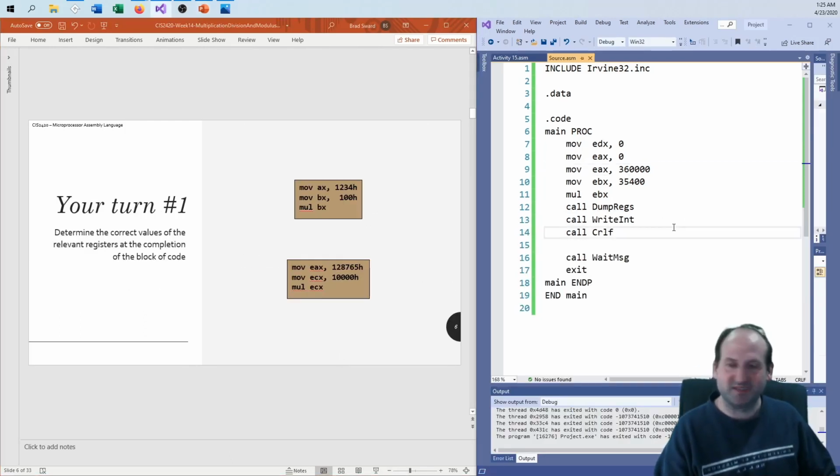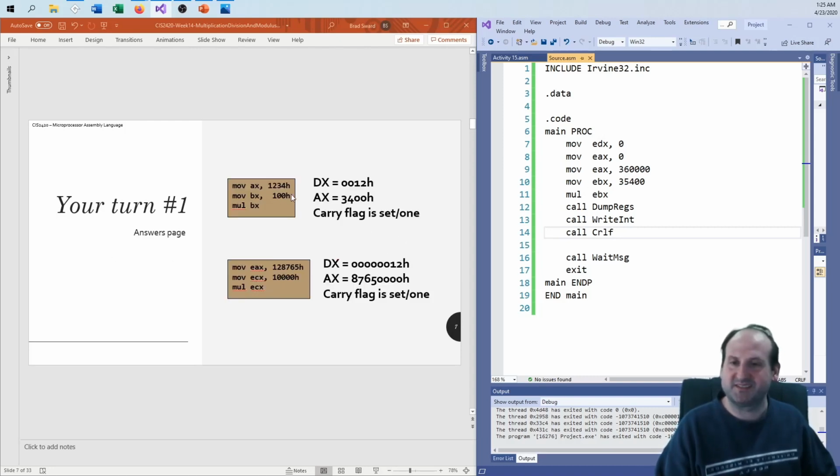Okay, so a few more examples. So I have, okay, your turn, determine what the values of the different registers are when these two things occur. So just pause now if you want to do it yourself before you look at the answers. So let's take a look.